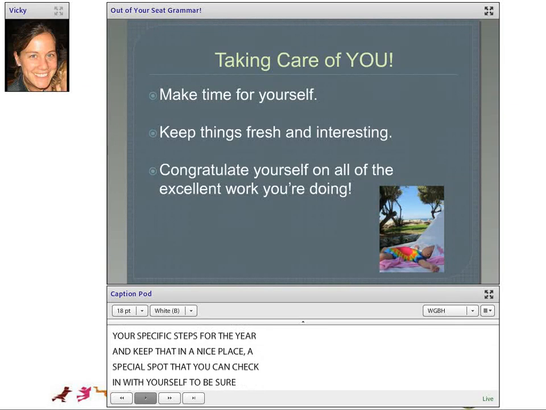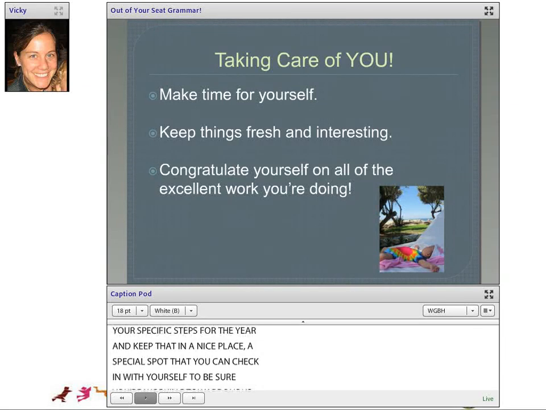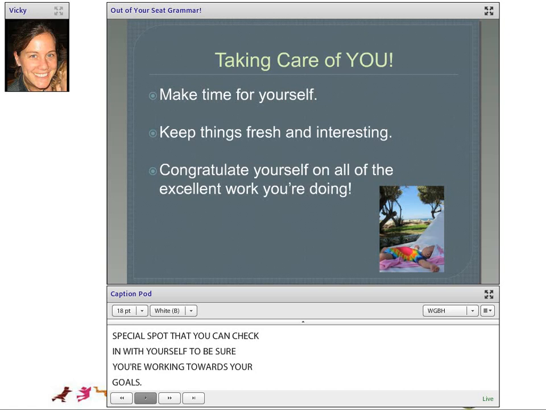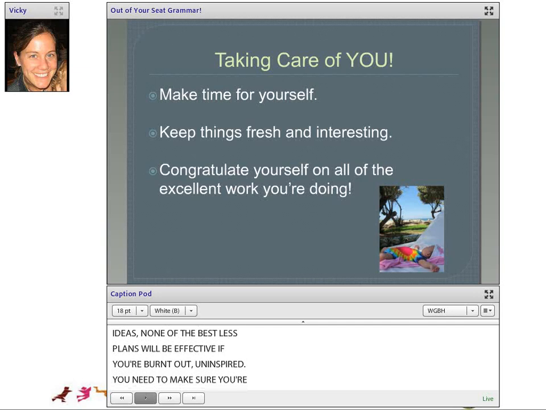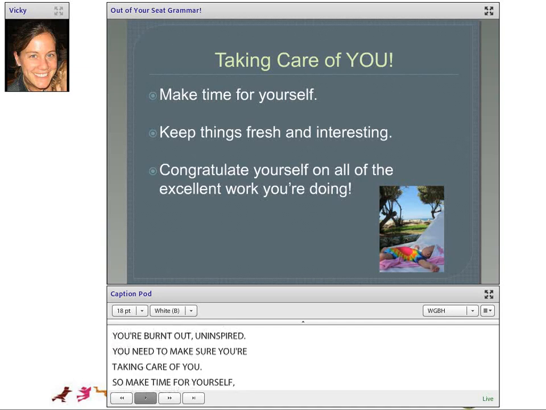Finally, none of the best ideas, none of the best lesson plans, none of this is going to be effective if you are burnt out, if you're tired, if you're uninspired. You need to be sure that you are taking care of you. So make time for yourself, figure out a way to keep things fresh and interesting. Even if it's just having a cup of tea or taking a couple extra deep breaths on your way home from school, something that's just for you is a very important thing to do.